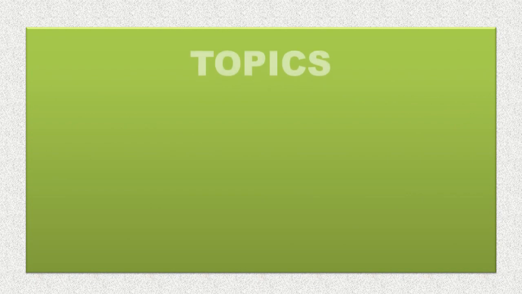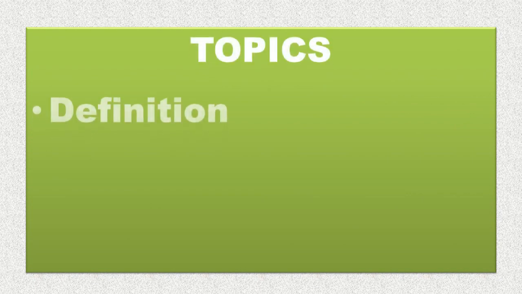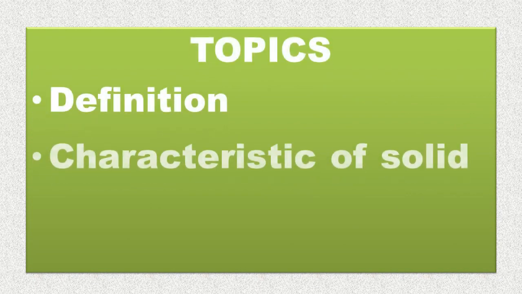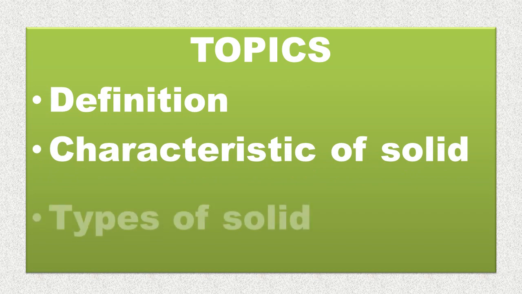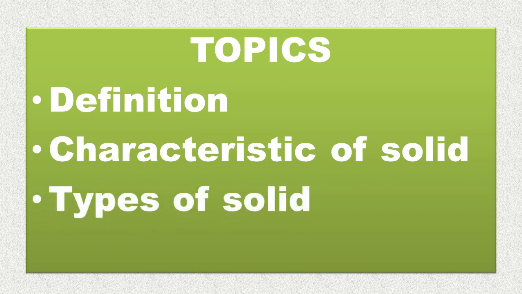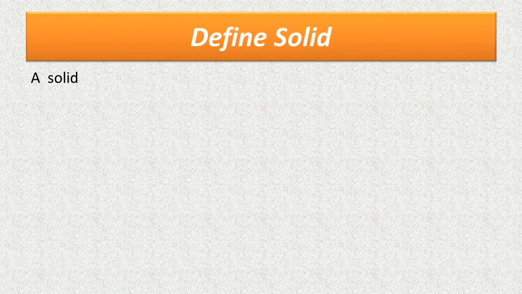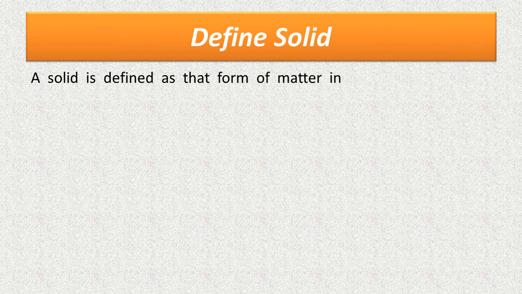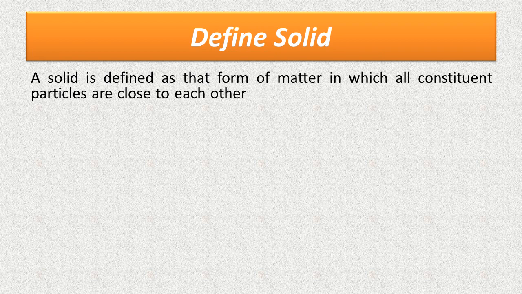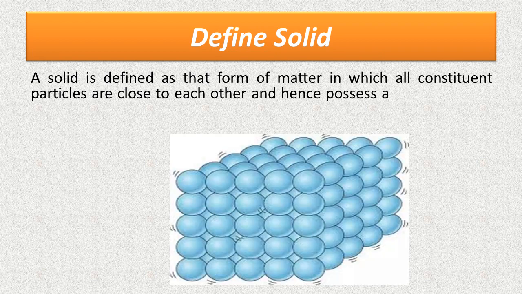What we'll learn in today's class: we'll learn about the definition of solid, characteristics of solid, and types of solid. How can we define solid? Solid is defined as a form of matter in which all constituent particles are close to each other and hence possesses a definite shape and definite volume.